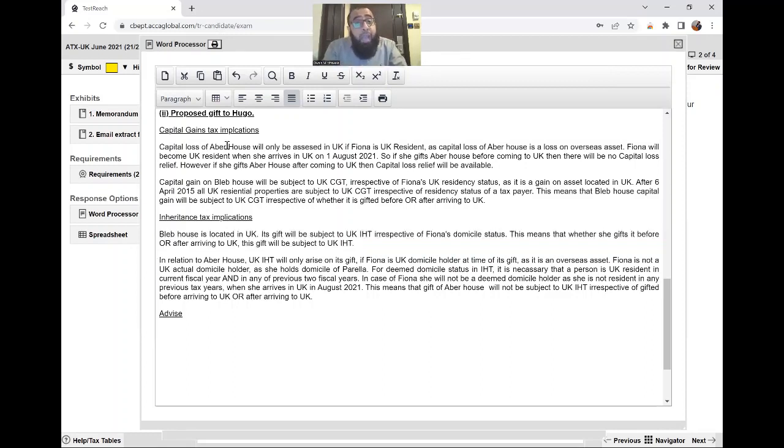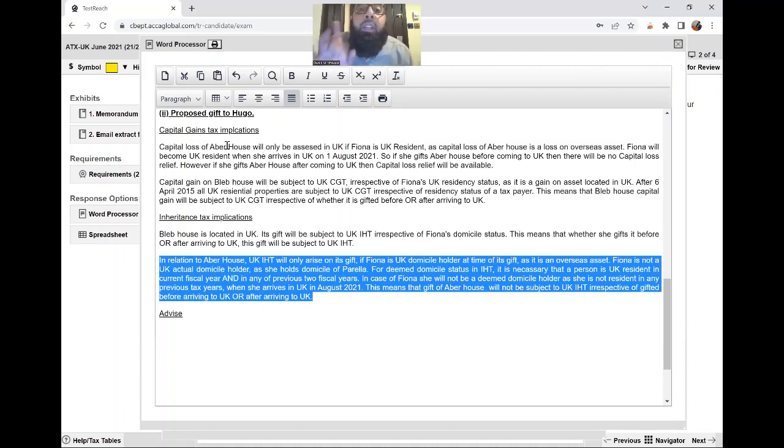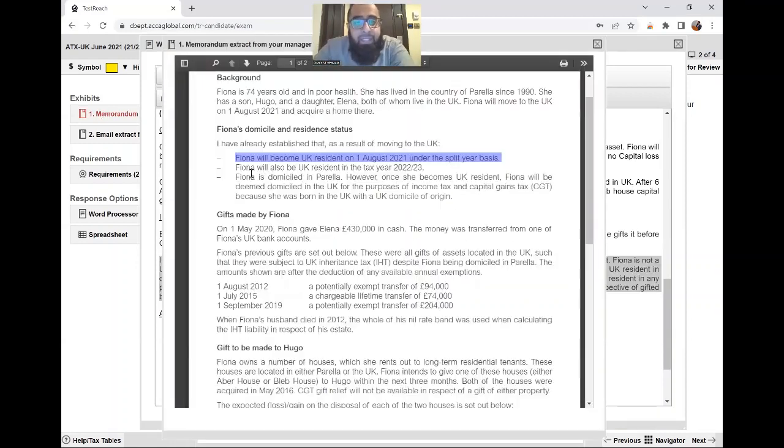But when you talk about Aber House, it is an overseas asset. For overseas asset, UK IHT is only payable if you are UK domicile holder. Now, Fiona is not a domicile holder. Her actual domicile is of Kerala. But sir, what about deemed domicile? Now the examiner played with you here. He said that she's deemed domicile for income tax and CGT. Now some students will get stuck in his track.